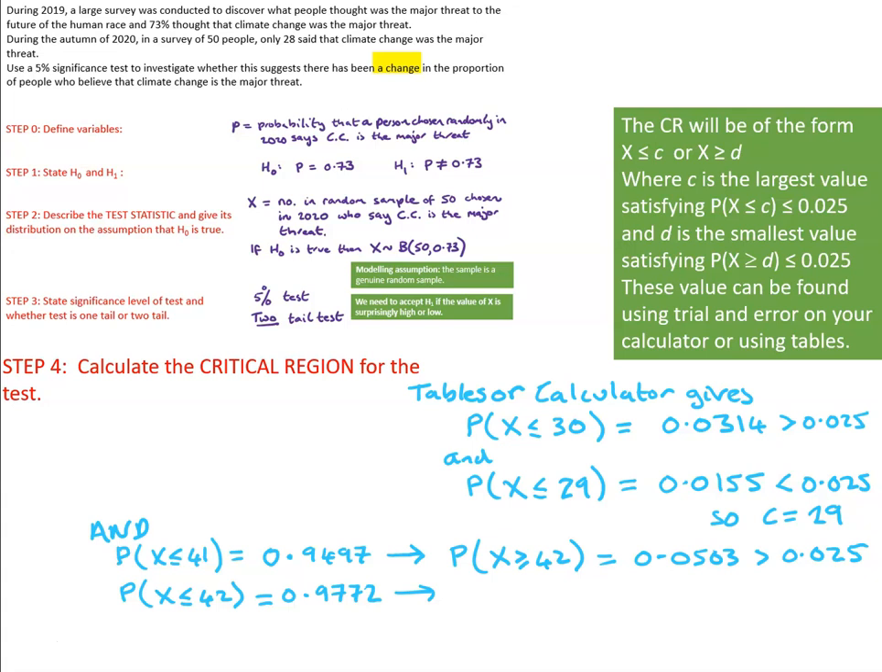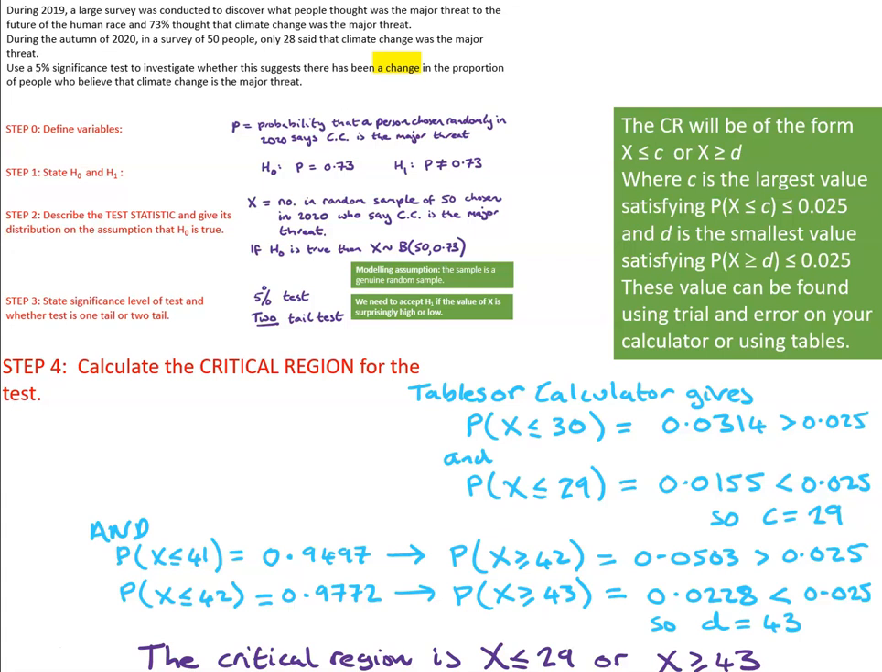The probability that X is less than or equal to 42 is 0.9772, which tells me that the probability that X is greater than or equal to 43 is 0.0228, which is smaller than 0.025. So the value of D that we've got is 43.